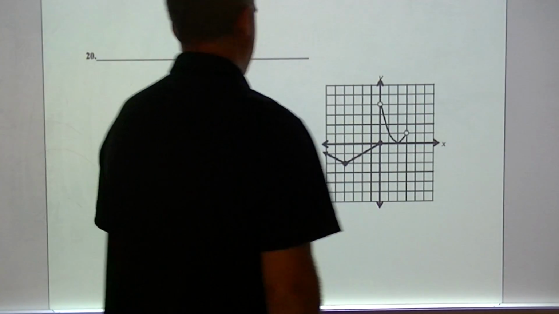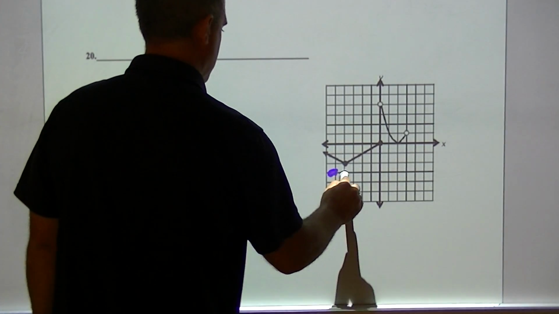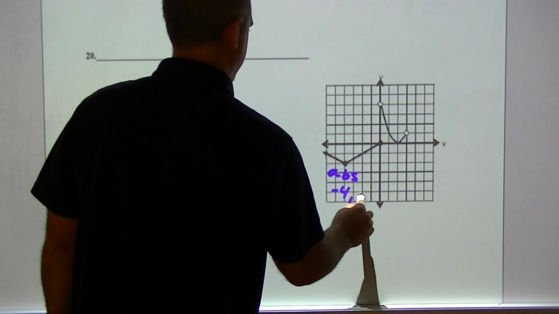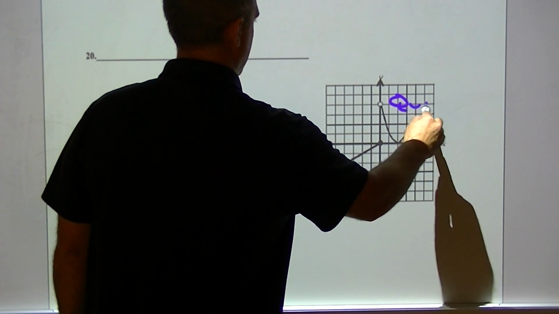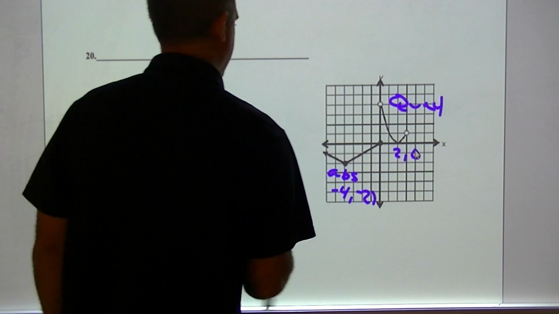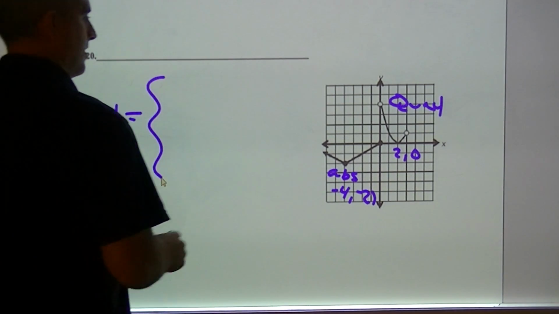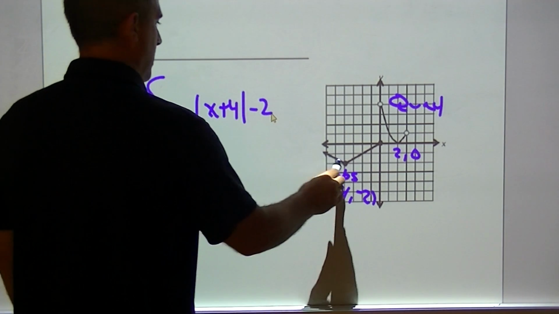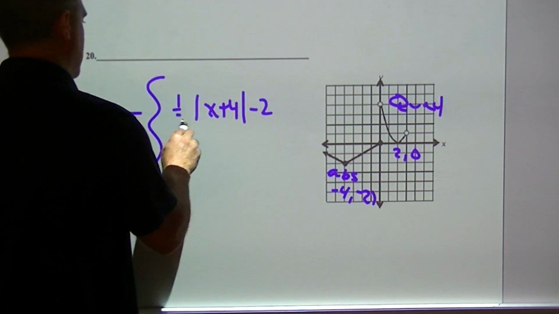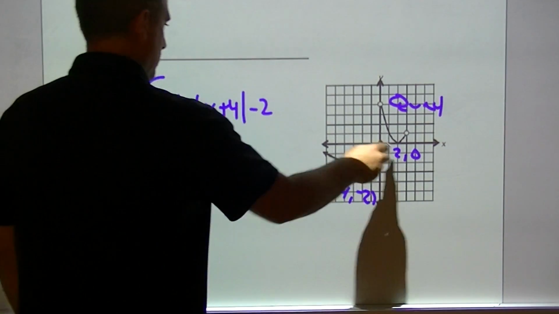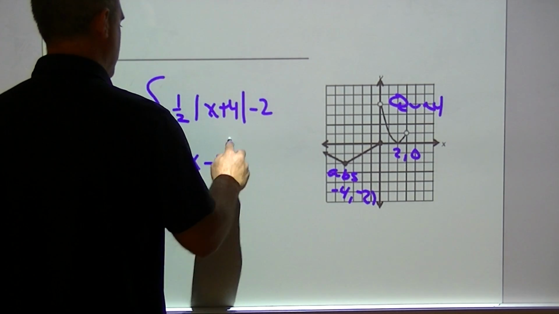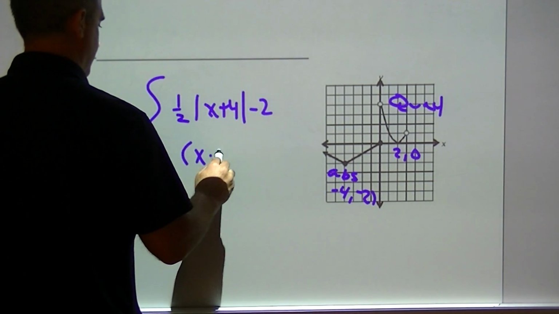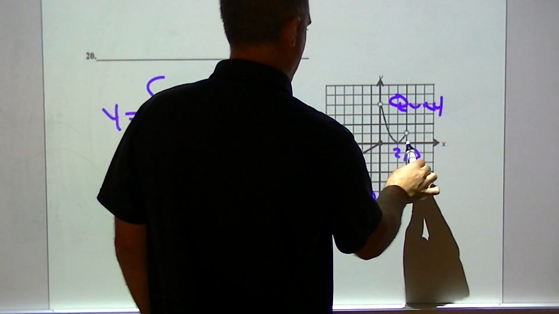Number 20. You have an absolute value at negative 4, negative 2. And then you have a quad at 2, 0. So the absolute value would be x plus 4 minus 2. If I go 1 right, about a half up would get my part there. This quad would be x minus 2 squared. I would go 1 right, 1 up, so I'm good.